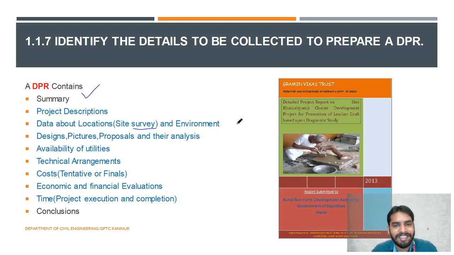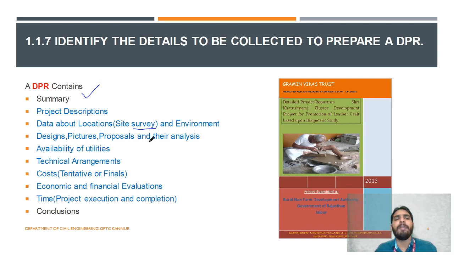Would you be able to understand this? Yes. Then designs. Is there any design involved in this? If it is a building, the design part will be explained accordingly. If it is a road, how the curve and alignment are designed will be included. Pictures can also be included. If you want to get the sanction of the government, the proposals can also be added, and their analysis and comparison can also be included.